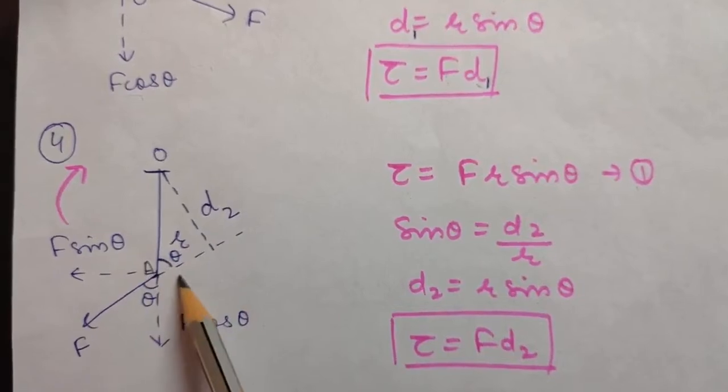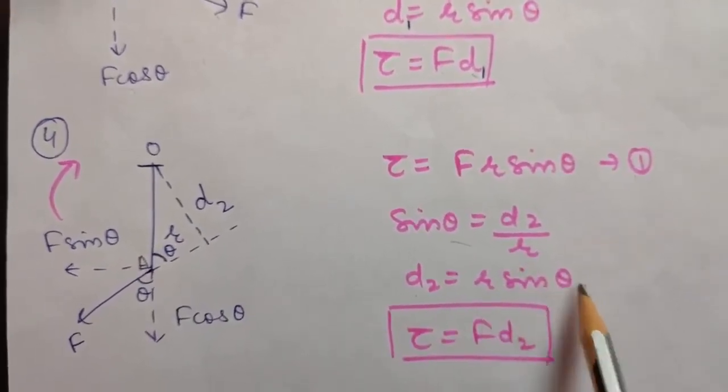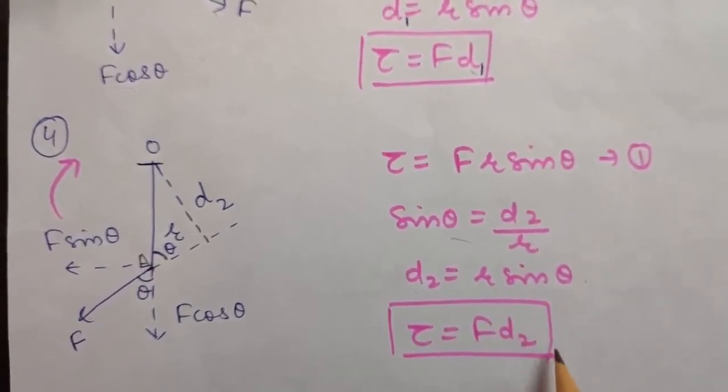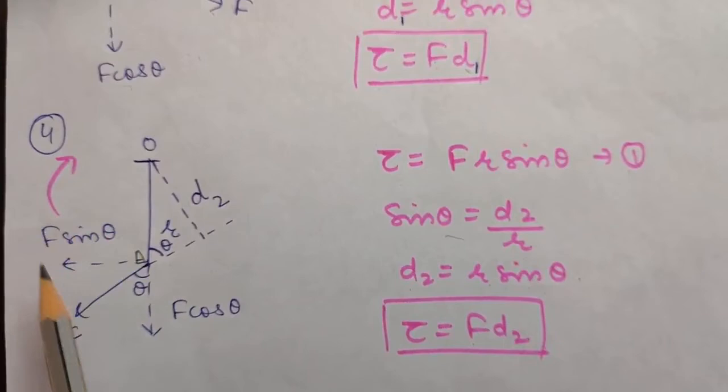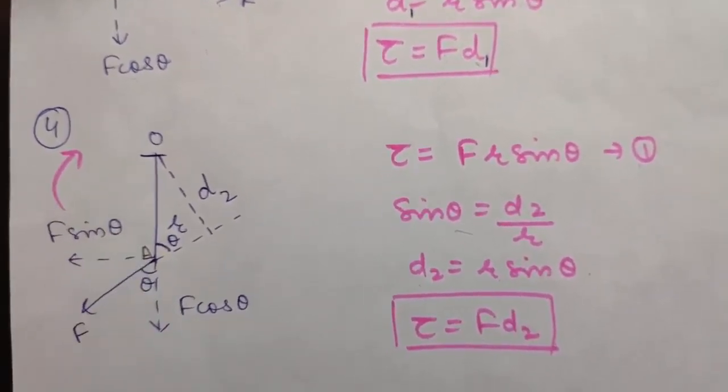Again, calculate sin theta. That will come to be D2 by R. D2 will come to be R sin theta. So comparing these two, you will get torque is F into D2. But now, because there is a torque due to this force, it will rotate in clockwise direction.